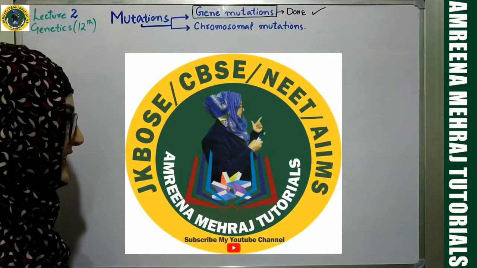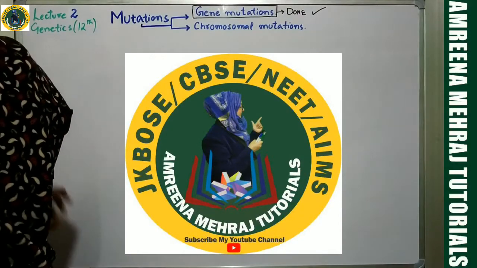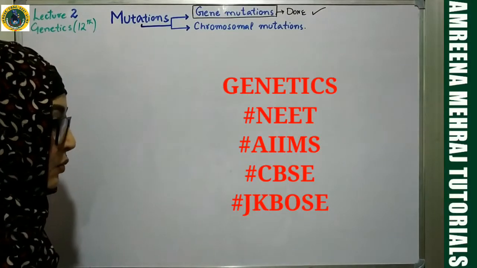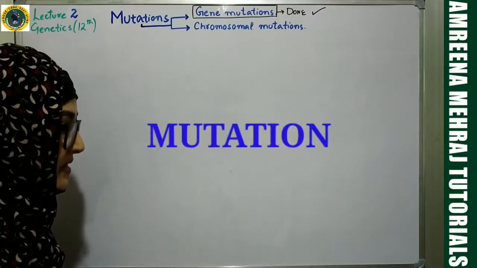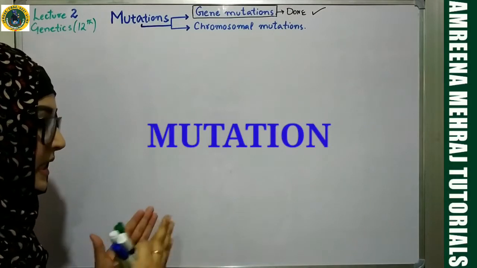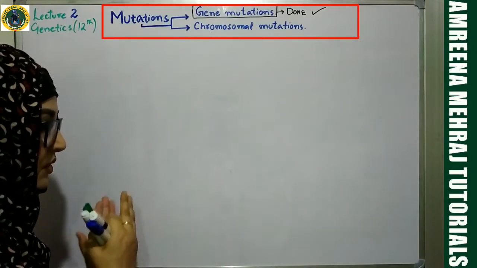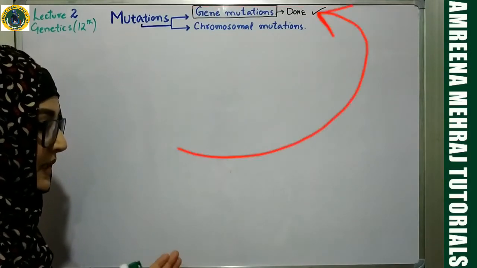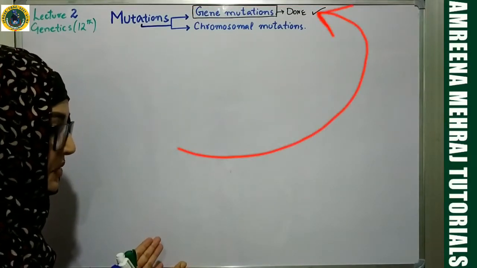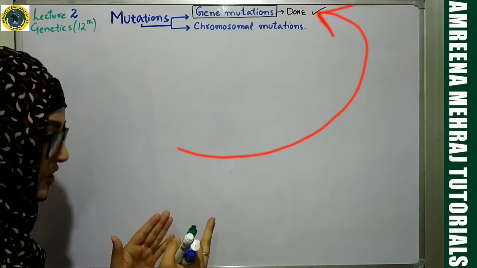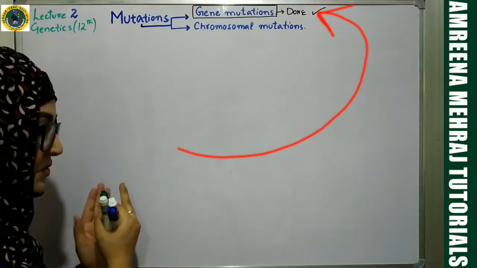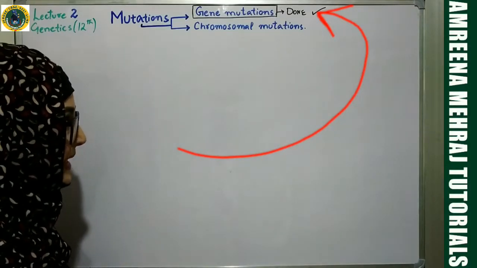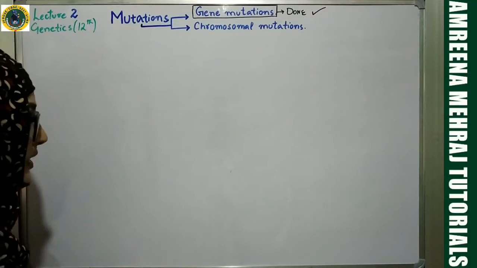Welcome back to AmreenaMehrajTutorials. I hope you remember that in the last lecture we started genetics for class 12. In my last lecture I made you understand what is mutation. I gave you the classification of mutation, where we saw there are two types of mutations, either gene mutation or chromosomal mutation. In the last lecture we completed gene mutations, whereby I made you understand what is basically gene mutation, and what are the types of gene mutations, rather three types we have: substitution, deletion and insertion. I made you understand about frameshift mutation also in my last lecture. Now let us go to chromosomal mutations.